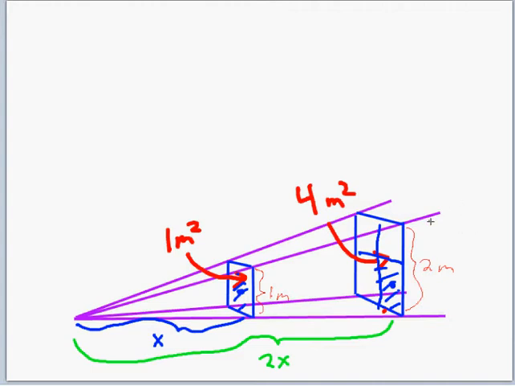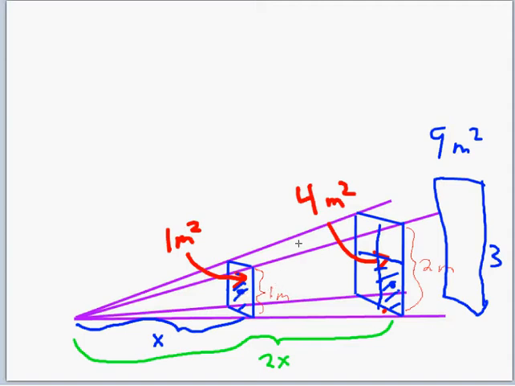We could do this again if we went out 3 times as far. If this was a size of 1, this is 3x out here, and this would have an area of 9 meters squared, and the radiation would be divided up into 9 sections compared to this one here.